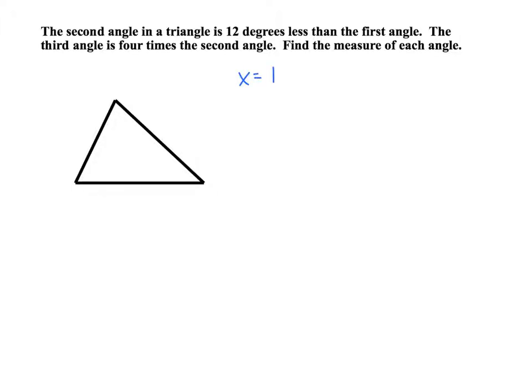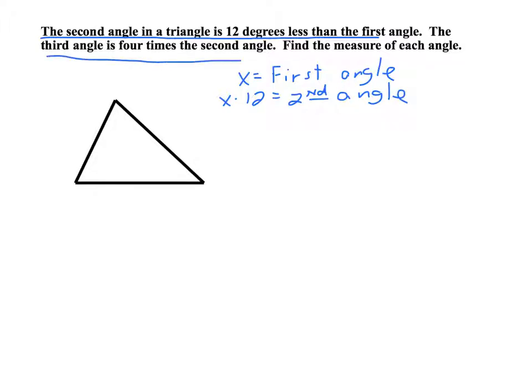One thing I might do is say x is equal to that very first angle. If x is equal to the very first angle, it says that the second angle is 12 degrees less than the first. So I would have x minus 12 is equal to the second angle. It says also then that the third angle is 4 times the second angle. So I would need to multiply the second angle, x minus 12, times 4, and that would give me the third angle.